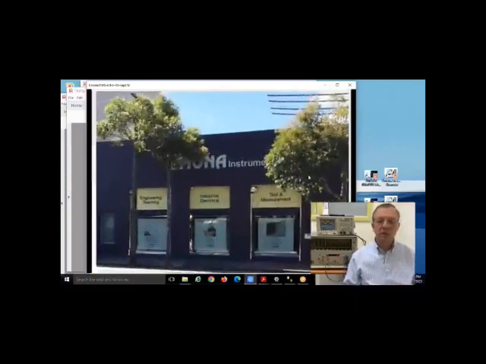So our company is Emona Instruments. We're based here in Sydney, Australia. We're only a few kilometres from the centre of downtown Sydney, and actually we're located opposite the University of Sydney, which is the oldest university in Australia, and also power users of the TIMS system.